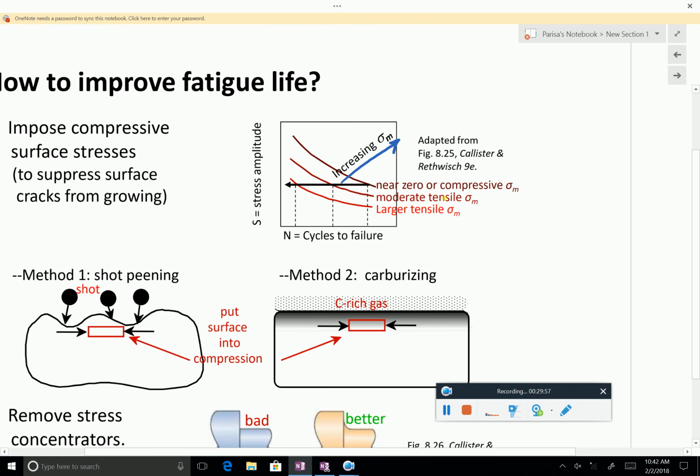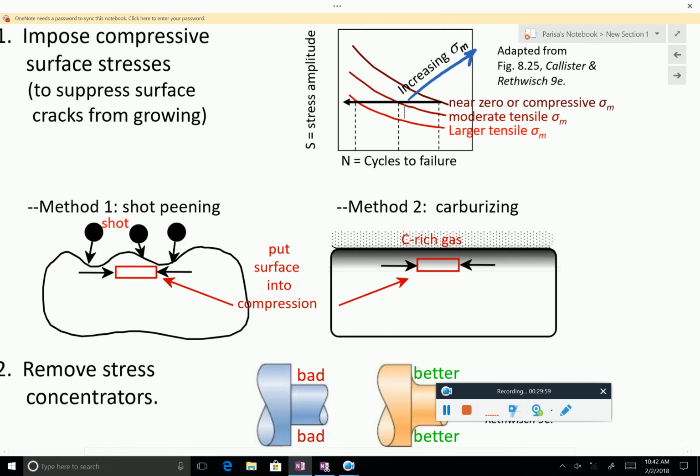So how do people generate compressive stress in material? One way is you basically hit the metal surface. It's called shot peening, as you can see here. You basically put the near surface region in compression by shooting balls over it to put it under stress. This is a physical method.